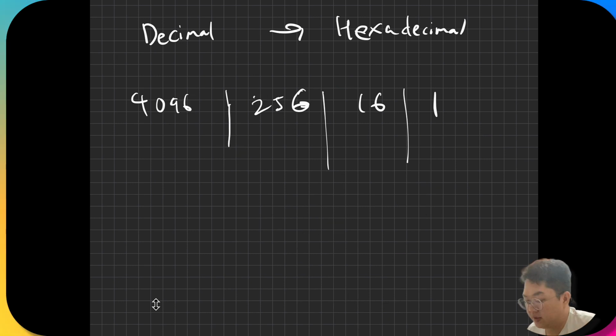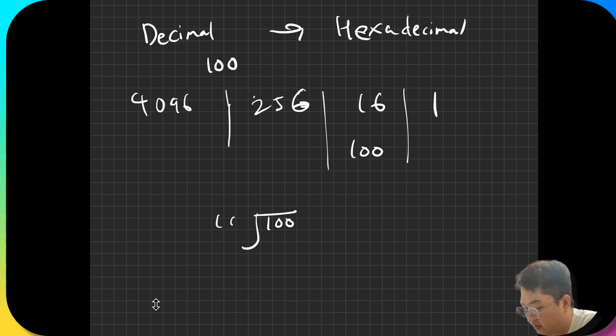Let's do another one. Let's say we have a number, this time 100. Of course, we don't need to do any of these columns because 100 is not above these numbers. And then 16 right here, we can place the number right here for the time being. And then let's do the division on our own.